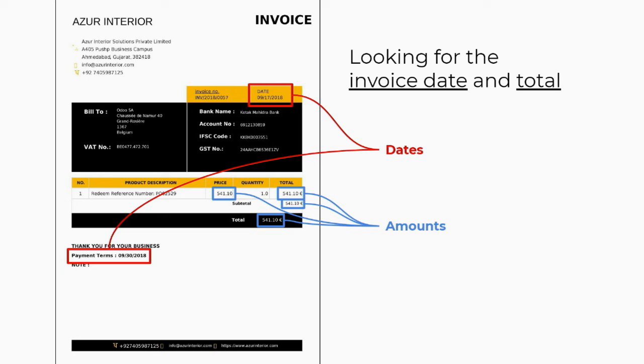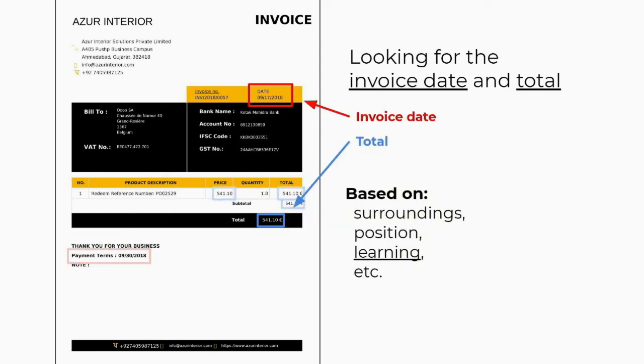The system is going to assign a score to each of the options. It's going to realize that that's the invoice date and that's the total amount based on different criteria. For instance, the surroundings. If you have "invoice date" just above it, chances are it should be the invoice date, right? If you have "total" just right next to it, chances are it might be the total of your invoice. So those are the surroundings of the different candidates we have for this process.